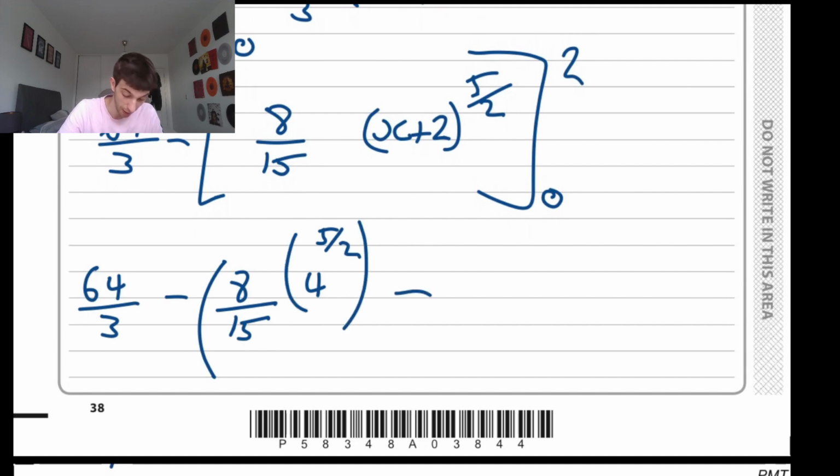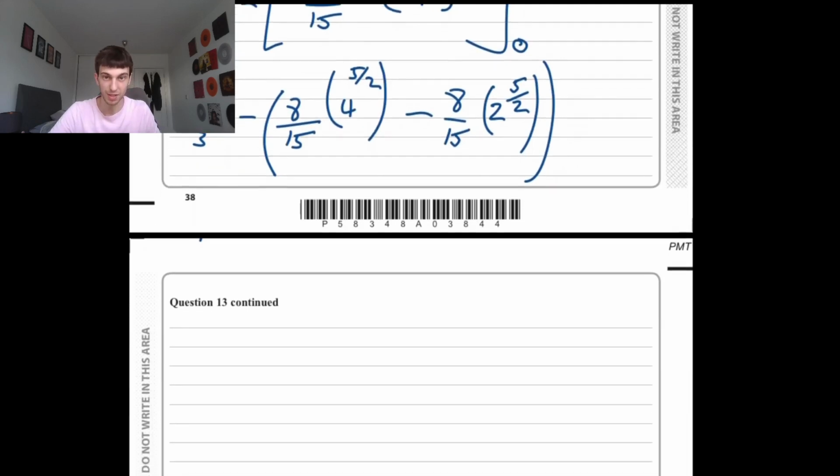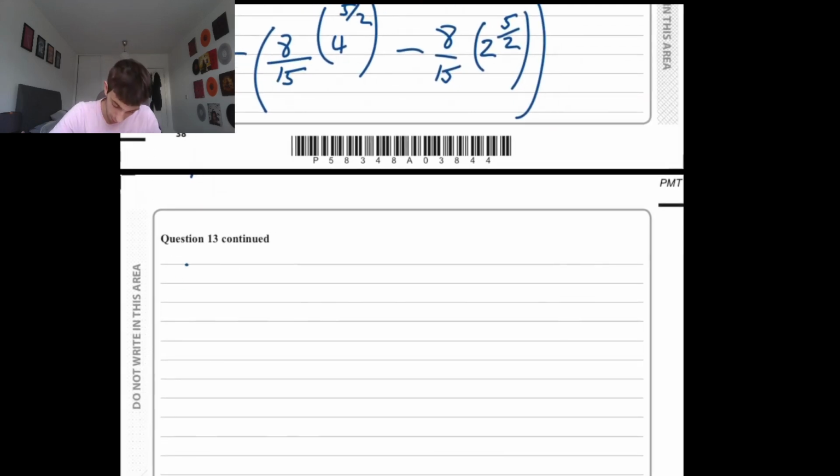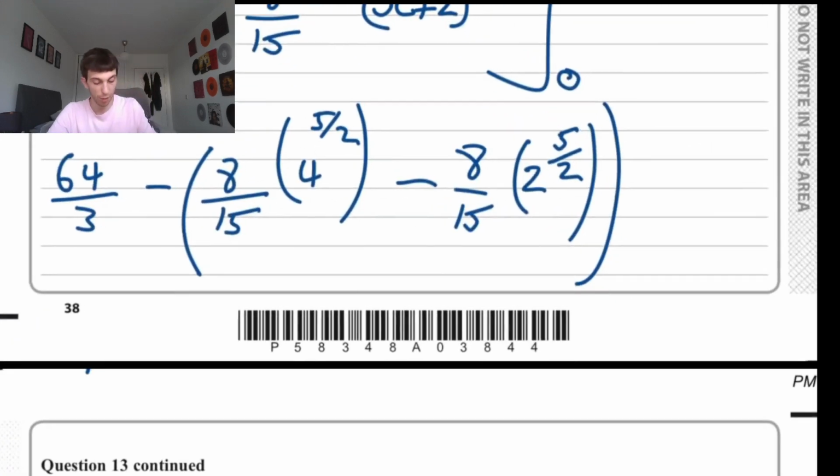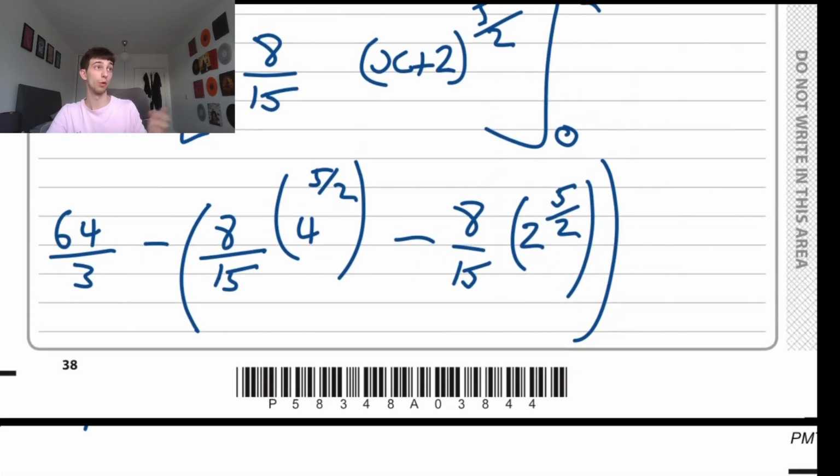Okay, then we're going to be taking away, plugging in 0. This is 8 over 15 multiplied by 0 plus 2 is just 2. This is 2 to the power of 5 over 2. So we can already see this is where our root 2 is going to be coming from. So step by step, guys, step by step, make it look very clear. Writing it out once again, we have 64 over 3, take away. So 4 to the power of 5 over 2, you can put it in your calculator or you can square root it. And then to the power of 5, so that's 2 to the power of 5, which is 32. So we have 32 times 8 over 15.